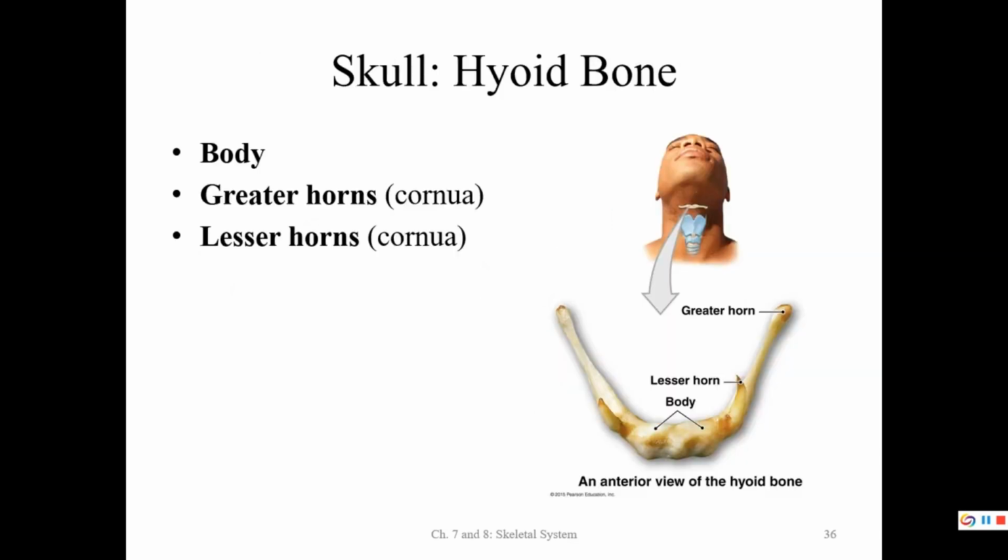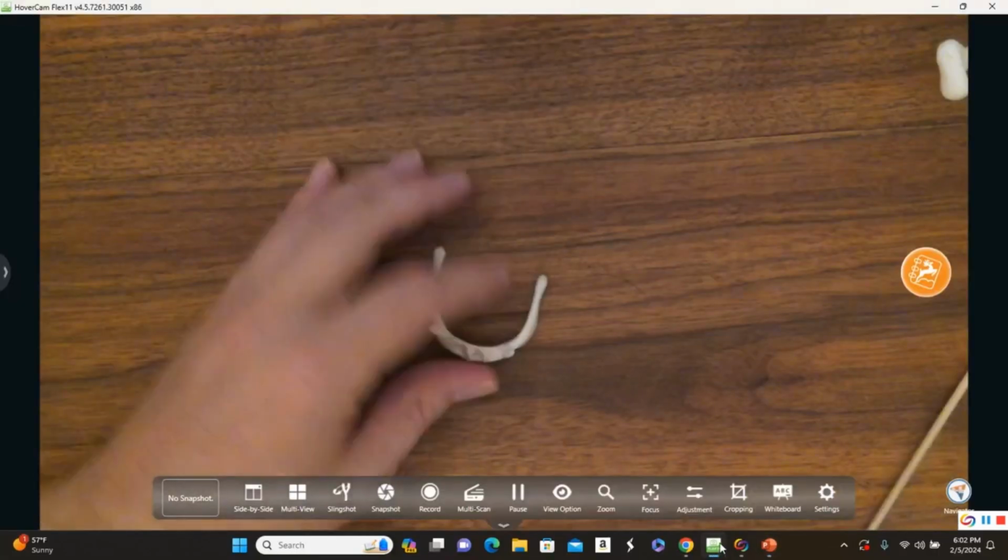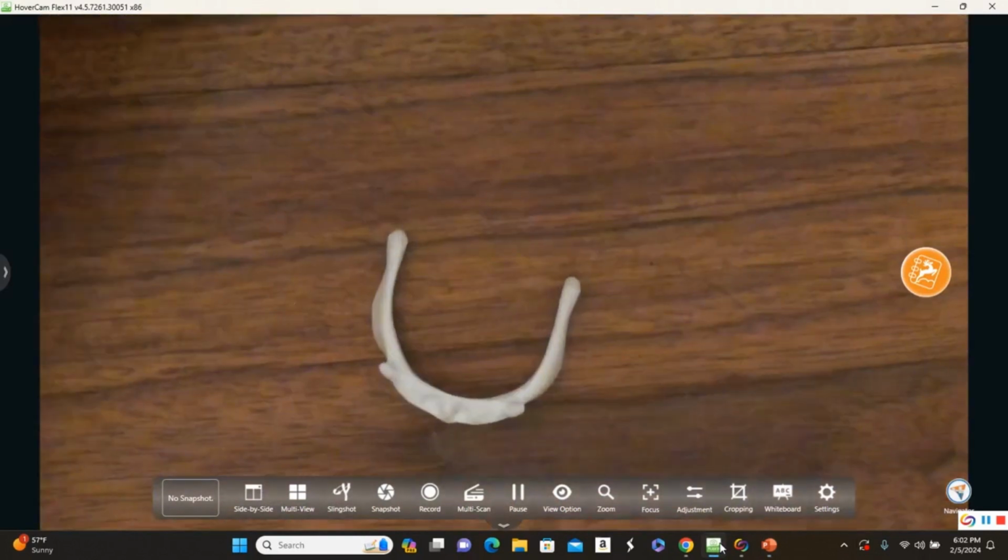One other bone we want to talk about is the hyoid, and this is associated with the skull. We're going to see it has a body and the greater and lesser horns called the cornu. So here we have a hyoid, and I'm going to zoom in on it.